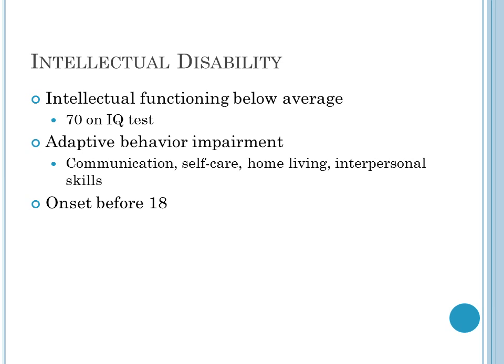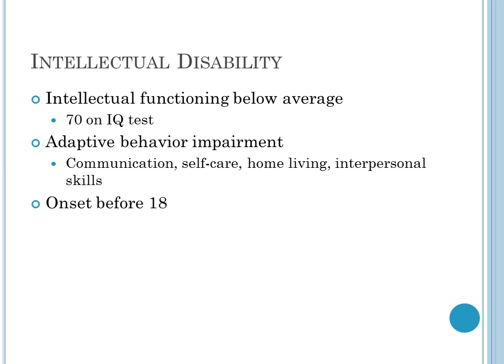So first, deficit in intellectual functioning. Intellectual functioning is measured by performance on an IQ test, such as one of the Wechsler scales, the Wechsler Adult Intelligence Scale, the Wechsler Intelligence Scale for Children that we talked about in the assessment chapter, or the Stanford-Binet. Functioning is significantly below average, defined as 70 or below on an IQ test. However, that is not the sole criterion that is used, okay? That's just one piece of the puzzle. So intellectual functioning below 70.